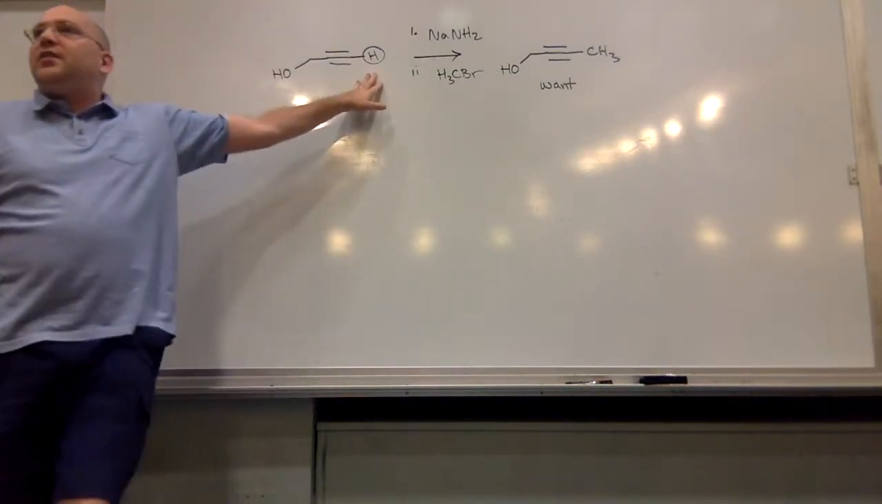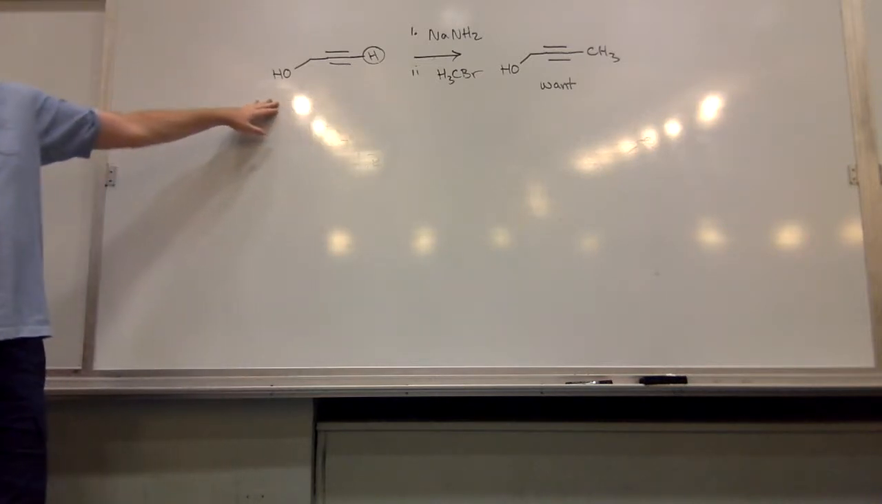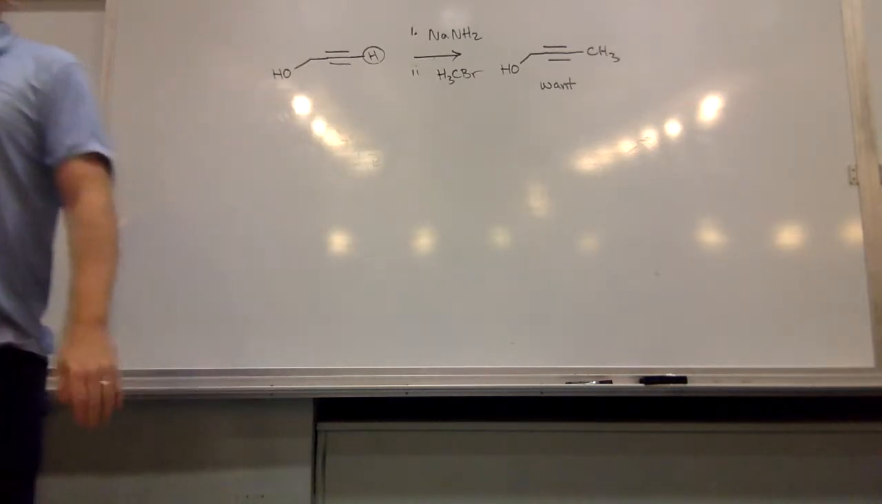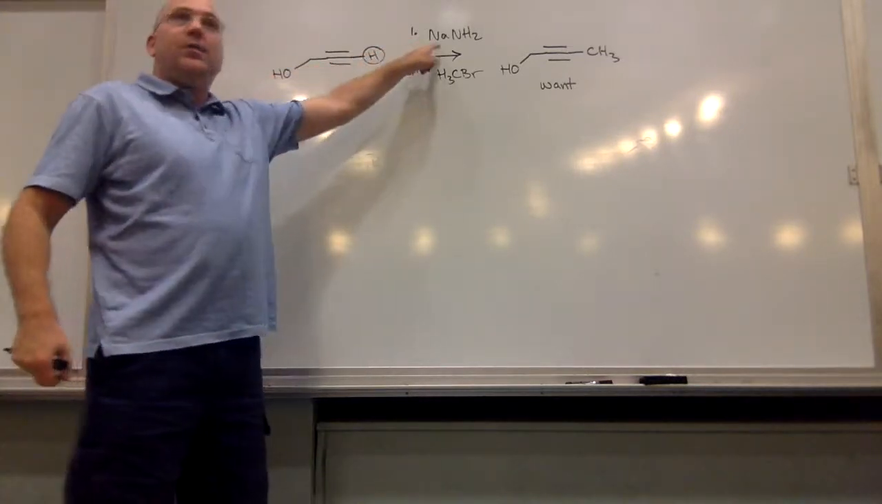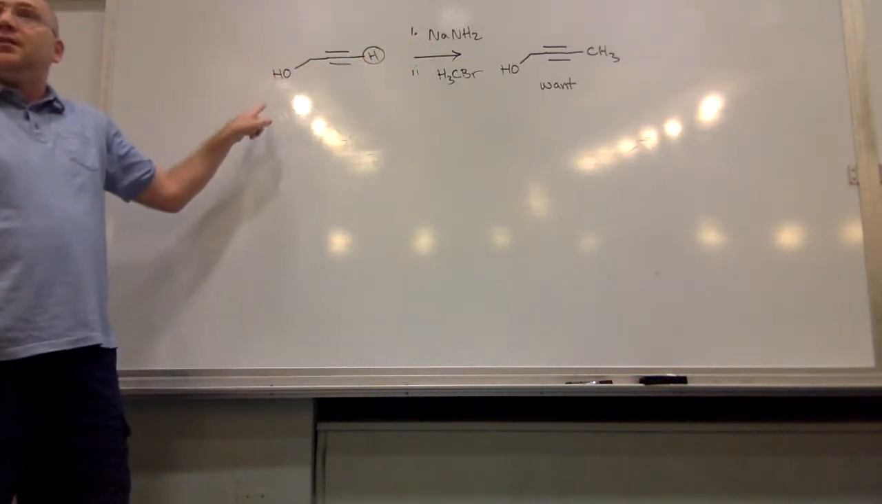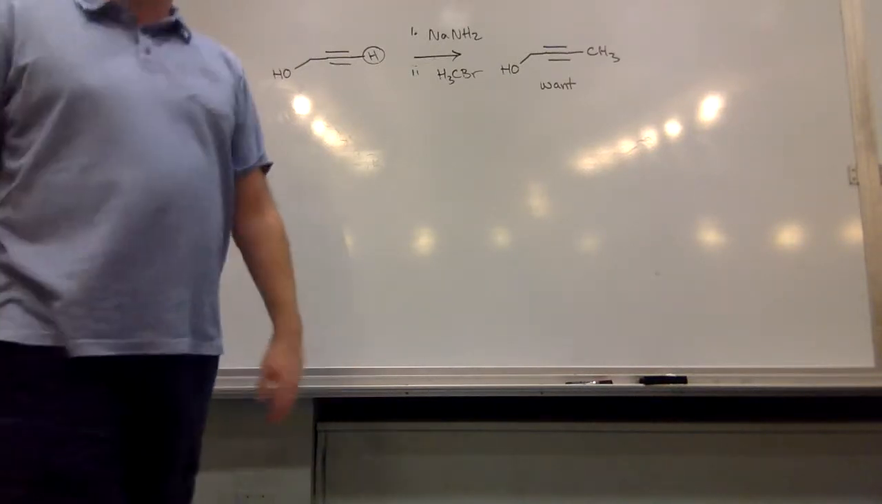Right? The pKa of the acetylide H is in the 20s. The pKa of an OH is going to be in the teens. So given the two options of whether sodium amide is going to deprotonate this versus this, it's going to choose to deprotonate this. And then you may say, well, Professor Morelli, what if I use an excess of NaNH2?